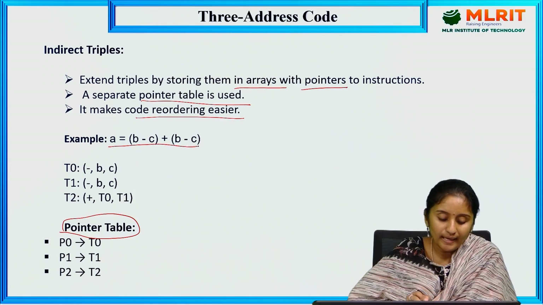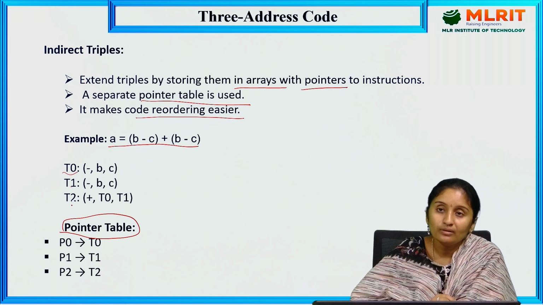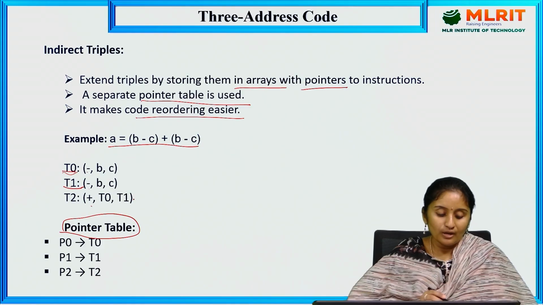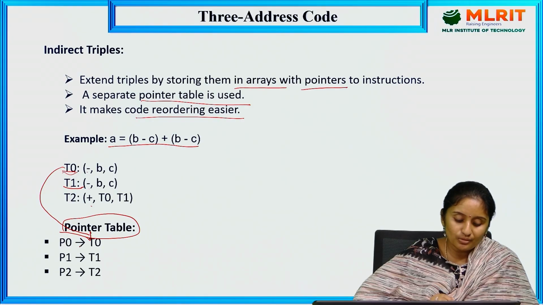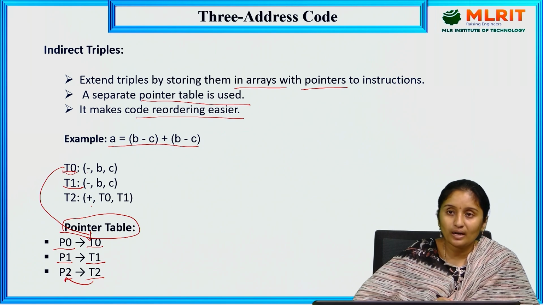See here, example A equal to B minus C plus B minus C. I have written it using indices 0, 1 and 2, mentioned here as T0, T1, T2. Minus B comma C, plus T0, T1. Now this T0 is stored at the address location P0, this T1 address is stored at P1, and this T2 address is stored at P2.